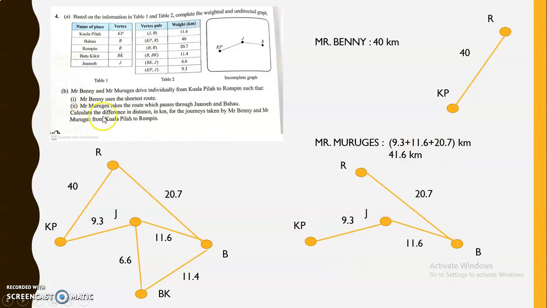Okay, now the question asks you to calculate the difference in distance for the journey taken by Mr. Benny and Mr. Murugesh. So this one 41.6, you minus 40. So the answer would be 1.6.